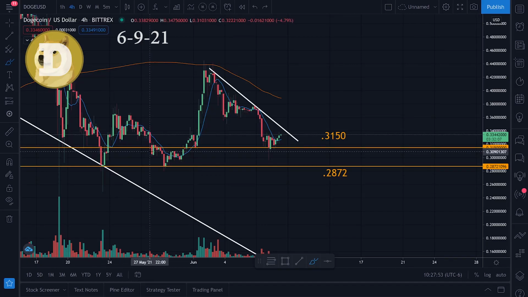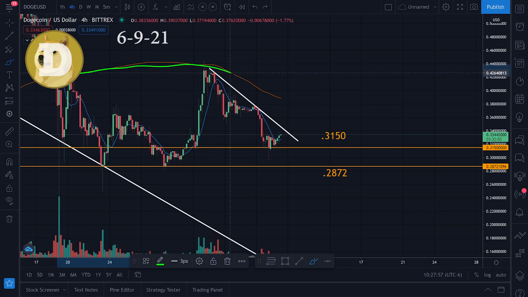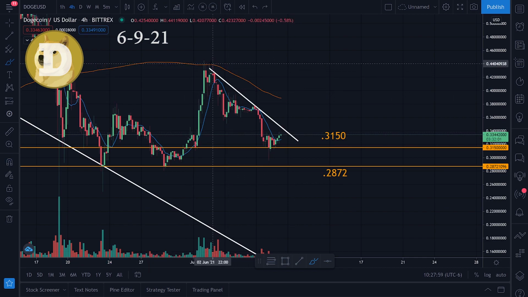Let's take a look at the chart action for Dogecoin. All right, so in my last couple of videos, we've been talking about this 180 moving average right here, this orange line, and we came up to it, and ever since then, we got a downtrend. So we were watching this 180 moving average and this white trend line right here from this point right here and this point right here.